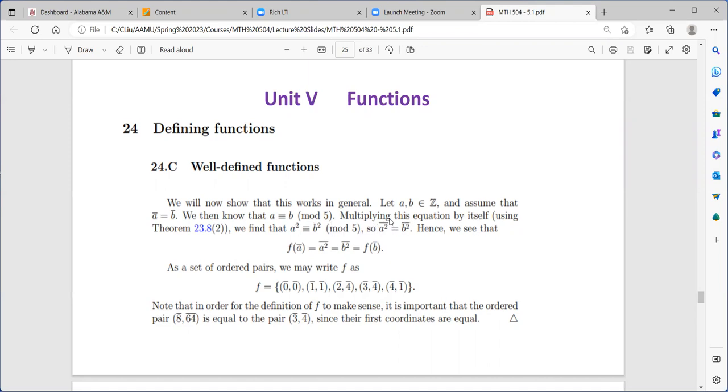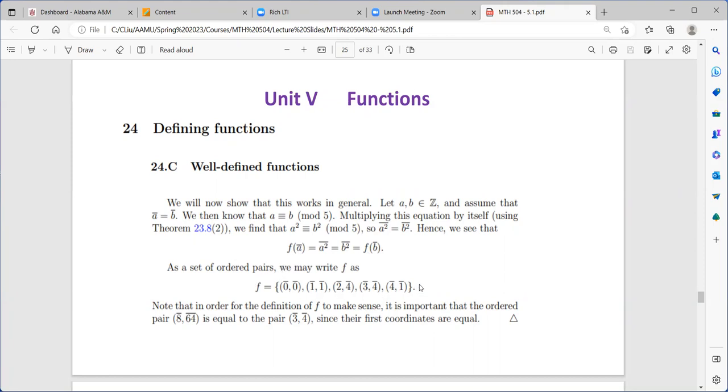Okay. They're in the same class, modulo 5, right? That's what it means by this congruence relation. So then we see that f of A bar equals A squared bar, but that's the same as B squared bar. So that's also f of B bar. So this function is well defined.